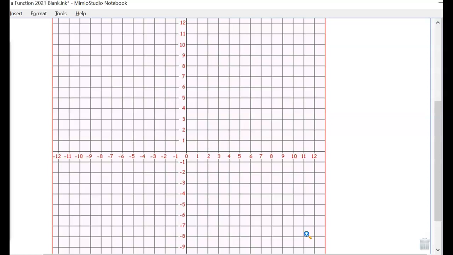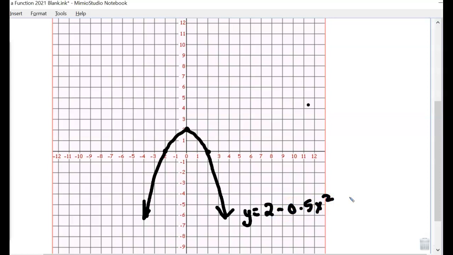So at negative 2, I'm going to have a value of 0 for my quadratic, and at positive 2, I'm going to have a value of 0. When x is 0, y is going to be 2. So my graph of my function is going to look something like this. So there's the graph of y equals 2 minus 0.5x squared, okay?